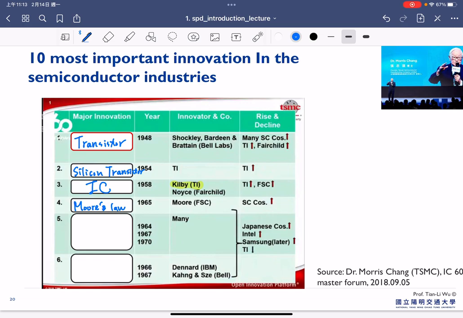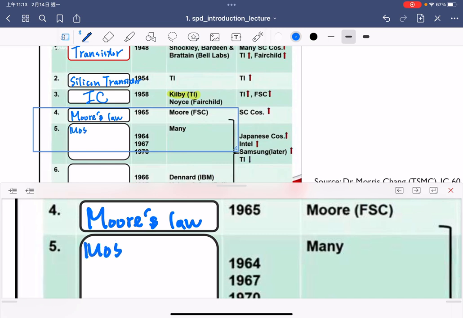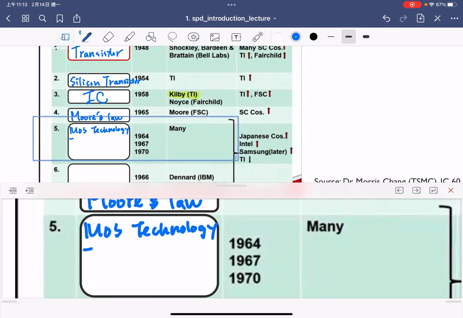And then the fifth one is where we started to have MOS technology. The MOS is the one that we already mentioned. It's about the metal oxide semiconductor technology, including, for example, the MOSFET. Another is the silicon gate. And also we have CMOS technology.